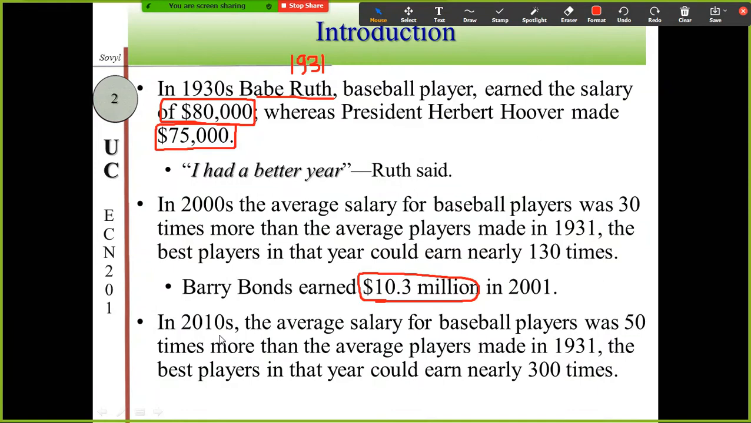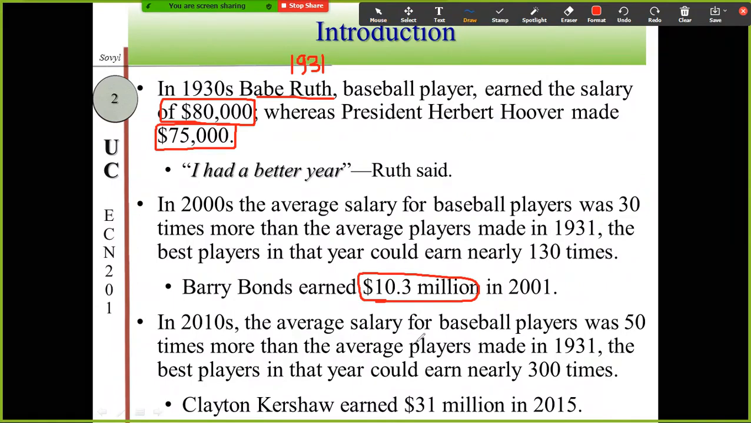In the 2010s, the average salary for a baseball player was 50 times more than the average player made in Ruth's time. However, the top player, the same rank as Ruth, in 2015, Clayton Kershaw, could earn, sorry, not 31,000, $31 million in 2015.